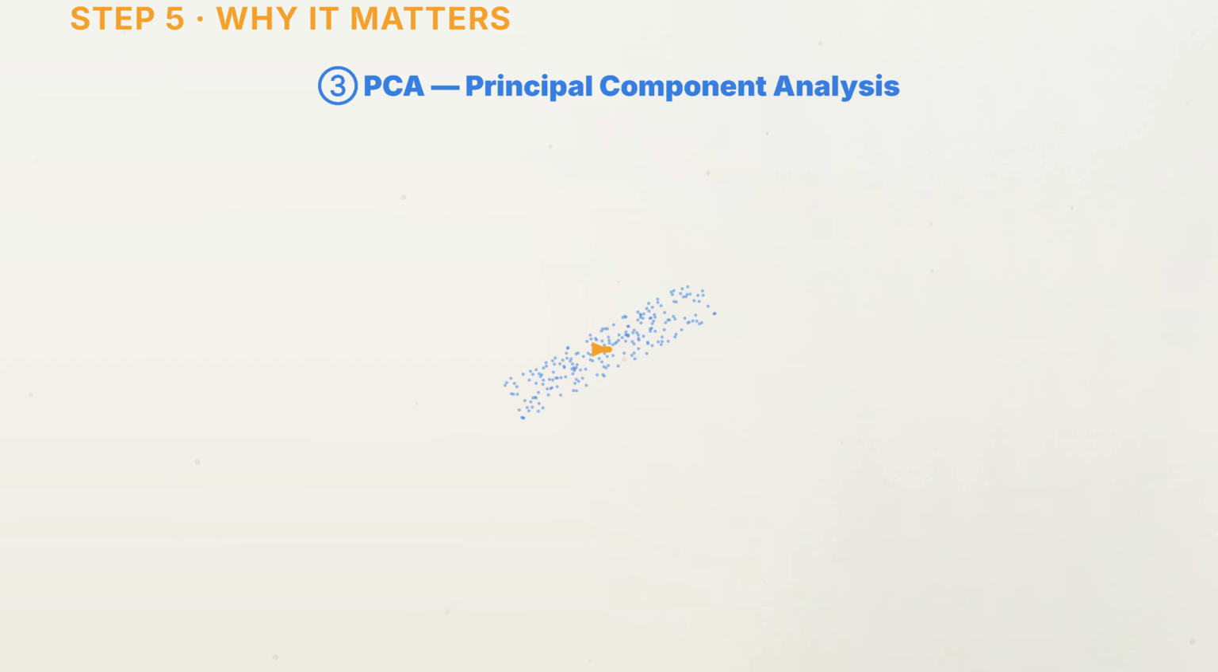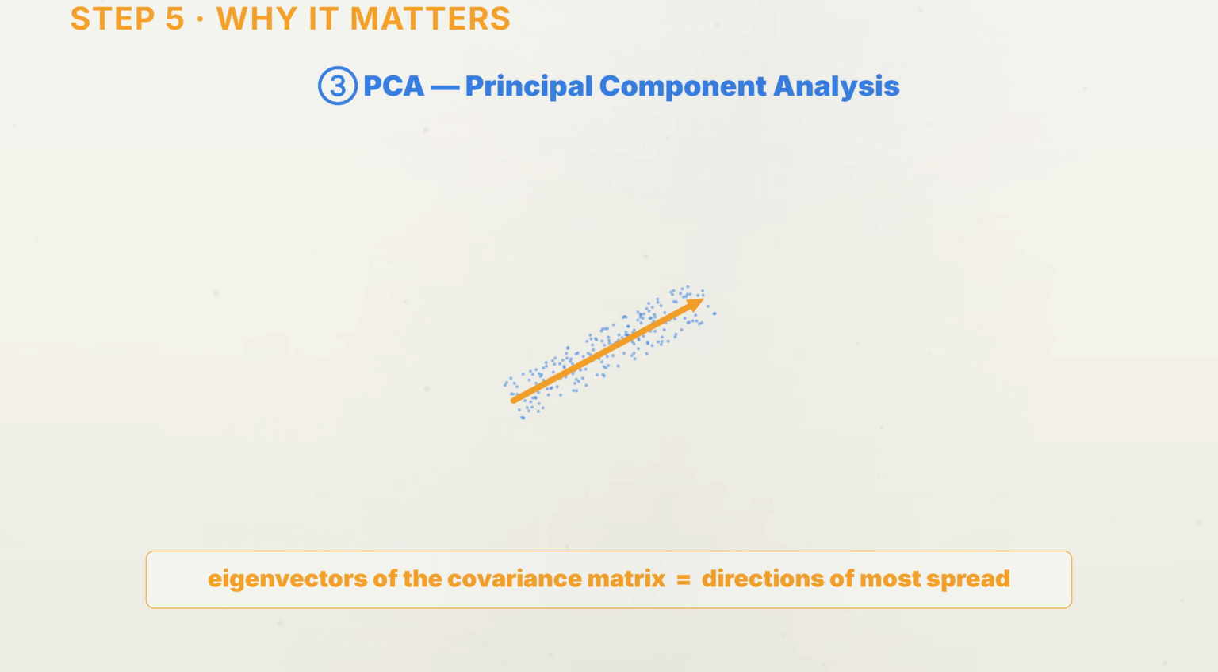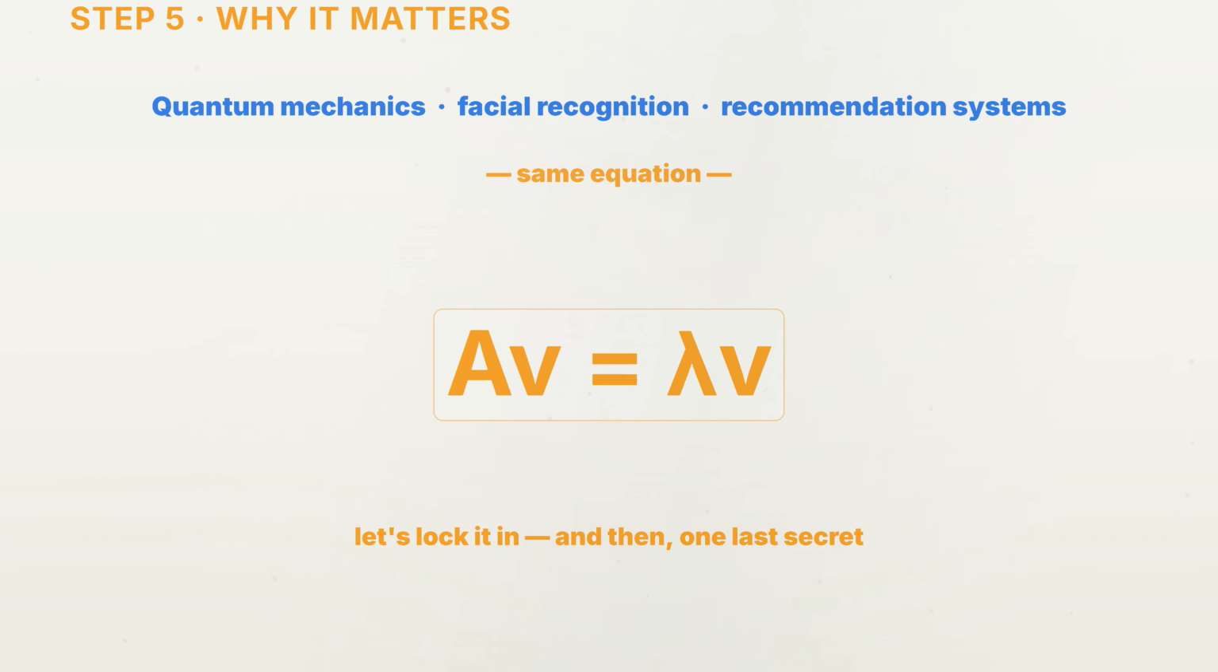3. Data, PCA. Principal component analysis finds the directions where your data spreads the most, and those directions are eigenvectors of the covariance matrix. The covariance matrix captures how data spreads in every direction. Its eigenvalues tell you which direction matters most. Quantum mechanics, facial recognition, recommendation systems, same equation. One equation, AV equals lambda V, holding up every single one of them.